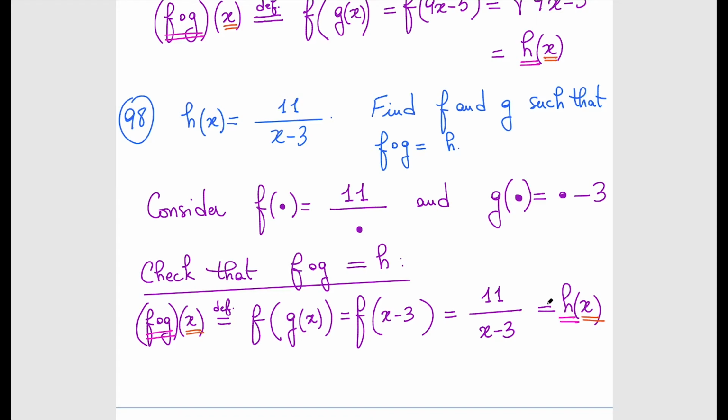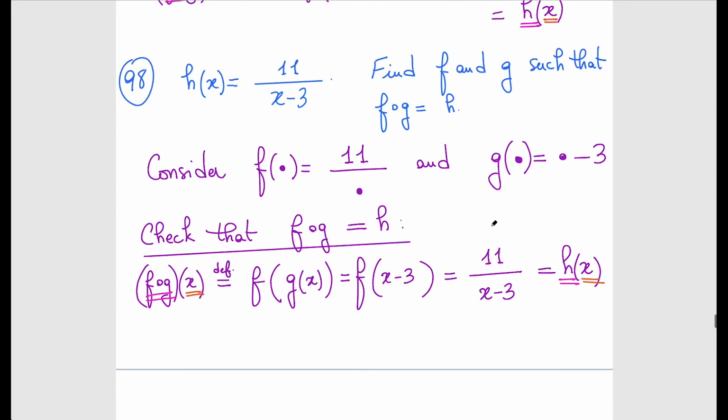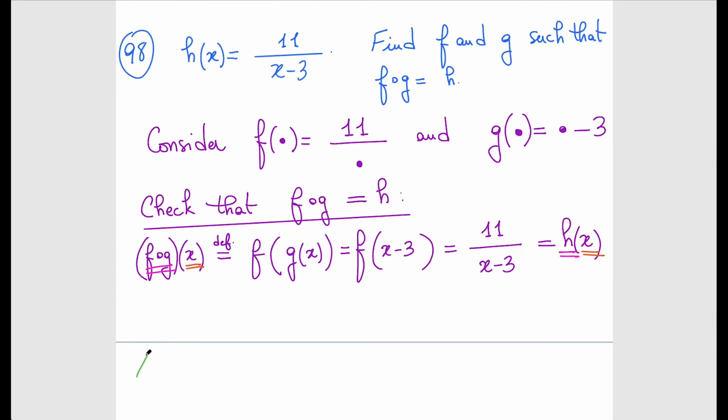Okay? Let me make now the point that there are more than these choices. These are not the only choices that you can have. There are infinitely many. Okay? Let me illustrate this point. So this would be an alternative way. Again, this is to illustrate the fact that I may have infinitely many choices of f and g, so that if I compose them, I get h.